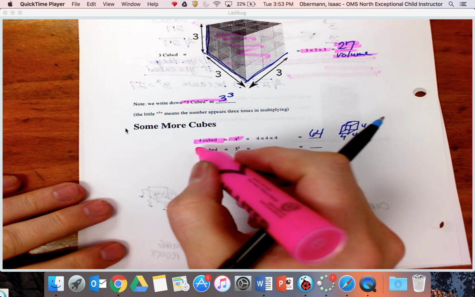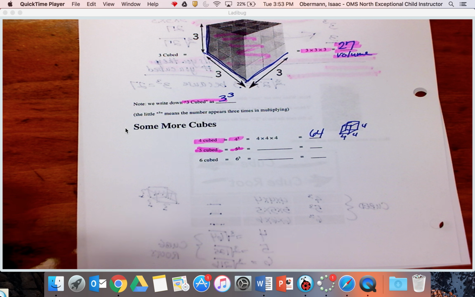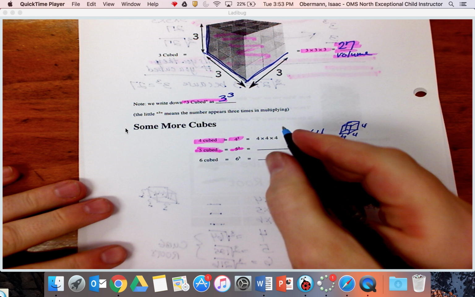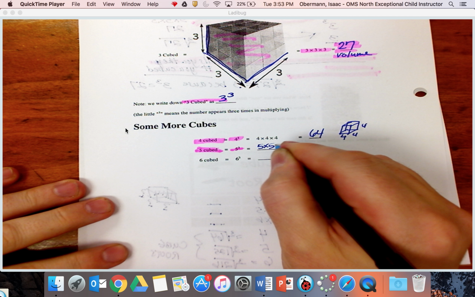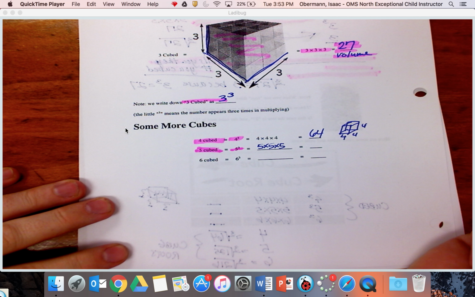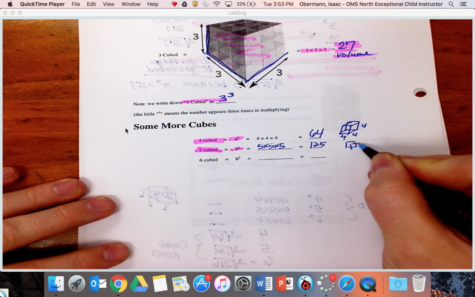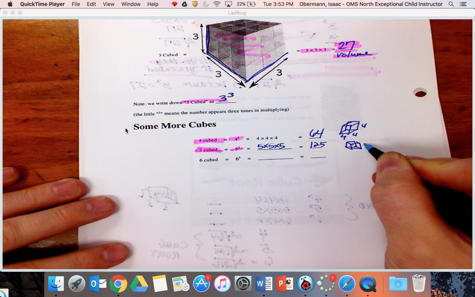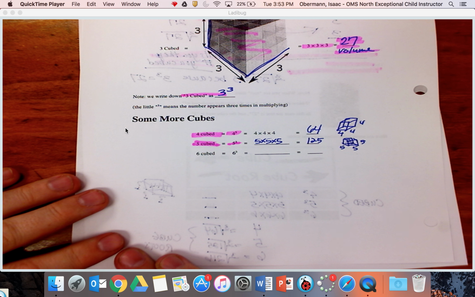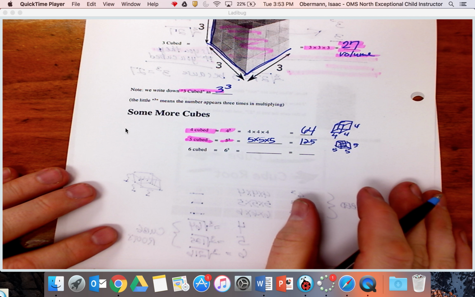If I take 5 cubed, that's 5 to the 3rd power. And when I expand it, it's 5 times 5 times 5, and I can multiply that. 5 times 5 is 25, times 5 more is 125. And that's the same as taking a cube that's 5 by 5 by 5 and telling me the volume is 125.